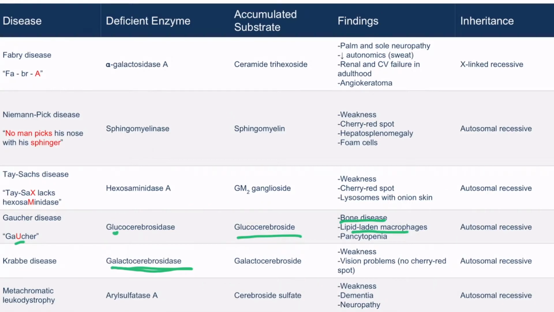I'm not going to read the information on the table to you regarding Krabbe disease and metachromatic leukodystrophy, but you have that information in front of you, so you can memorize that if you'd like. Okay, with this in mind, let's do another question.